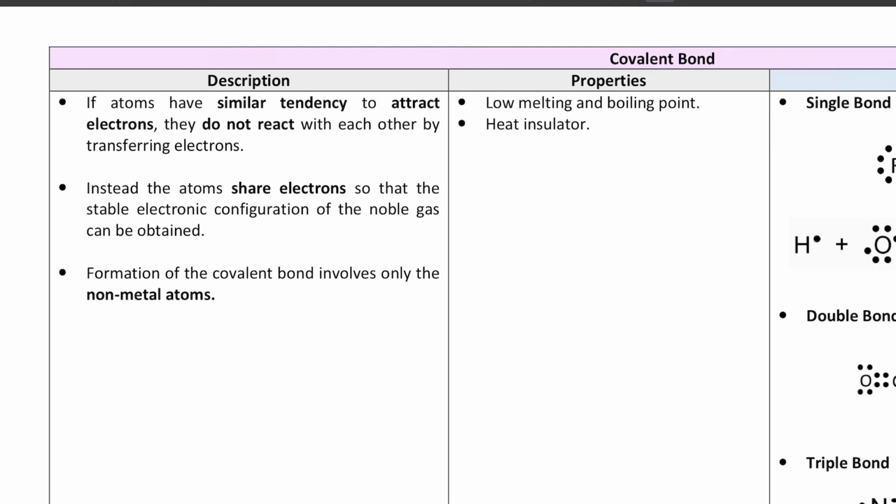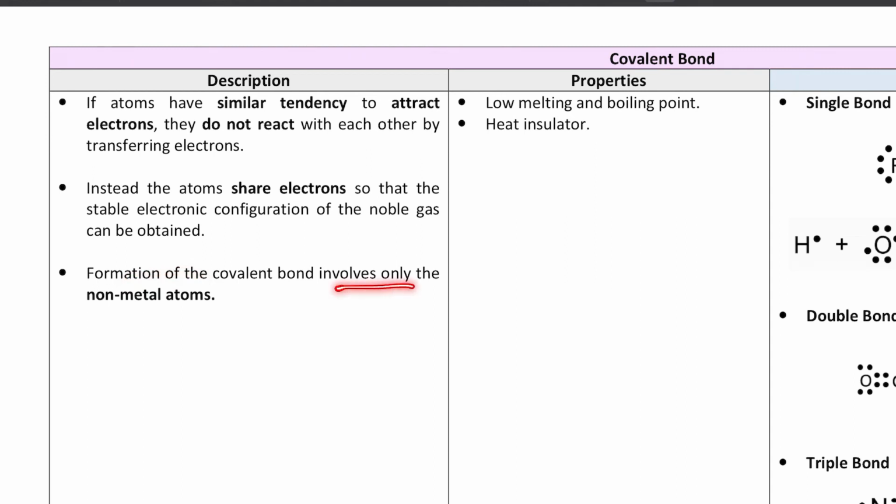Dia macam tak ada yang very significant tinggi, tak ada. Okay, so they do not react with each other by transferring electron. So end up dia tak transfer electron, dia hanya share electron. Dia tak mampu nak tarik electron, tapi dia hanya mampu untuk share electron. Alright, so instead the atoms share electron so that the stable electronic configuration of noble gas can be obtained. So that's why kena share electron juga sebab nak capai juga dia punya noble gas configuration yang stable tu.